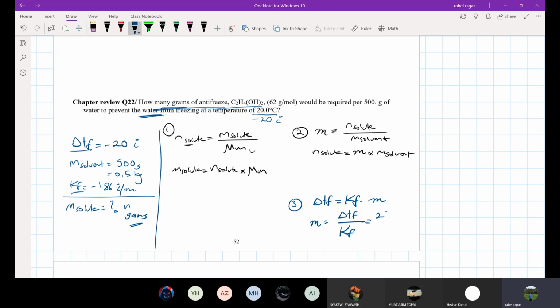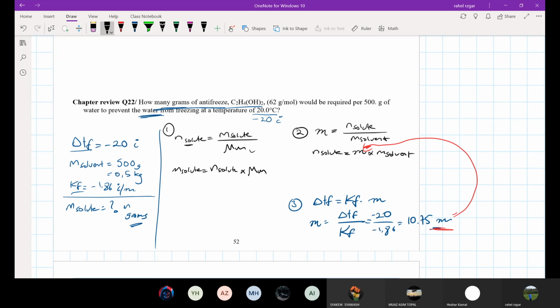Delta TF is minus 20. KF is minus 1.86. It is equal to 10.75 what? Molal. So now we have found molality. Check it out now. Minus divided by minus 1.86. Yes. Now when you have found molality, you can put it here.